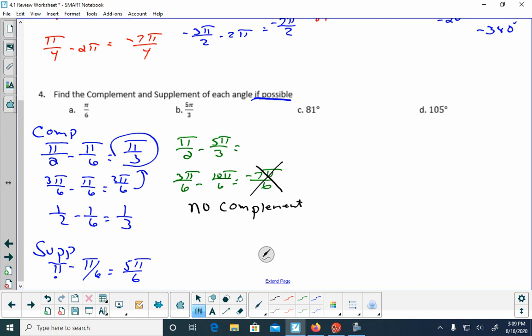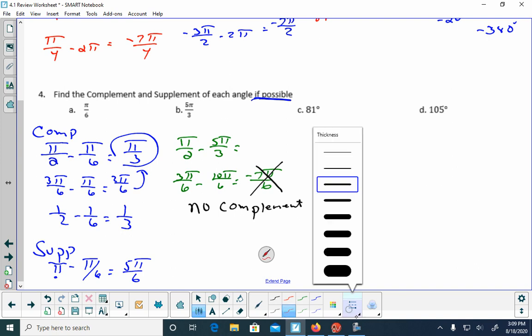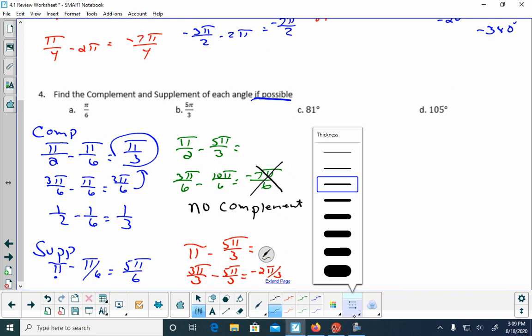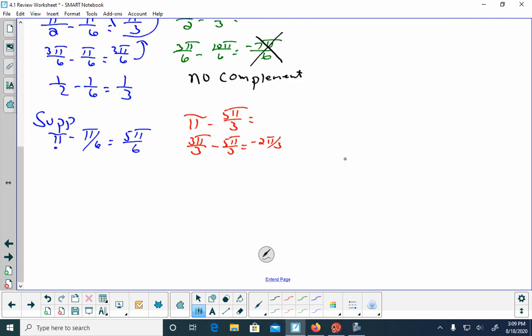Now I'm going to go ahead and try and find the supplement. So to find the supplement, I'm going to take pi and subtract 5 pi over 3. Well, I believe the same thing is going to happen. This 1 pi is 3 pi over 3 minus 5 pi over 3, and I get negative 2 pi over 3. That is also negative, which means it's not possible, which means there's no supplement.